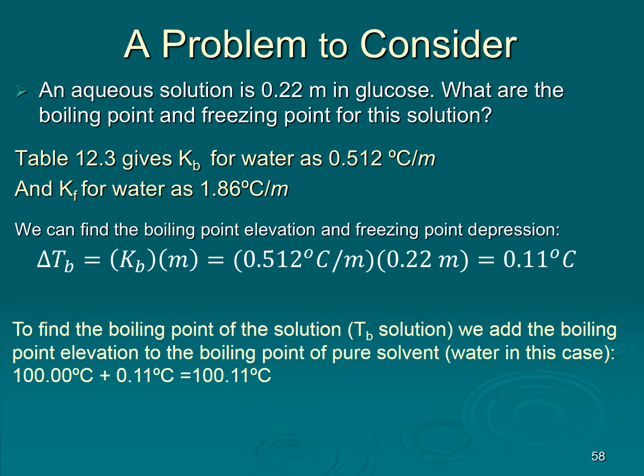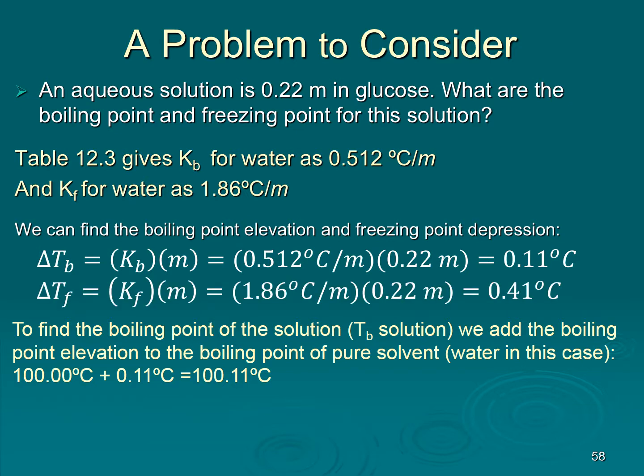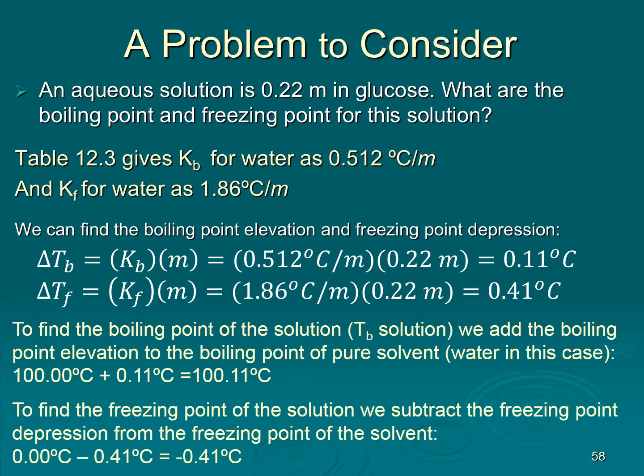We can do the same thing for the freezing point. So delta TF equals KF times the molality, which is 1.86 times 0.22, which gives me 0.41 degrees Celsius. Again, this is not the freezing point, but this is the freezing point depression. And so to find the freezing point, we have to subtract the freezing point depression from the actual freezing point of the pure solvent, which, since it's water, is 0 degrees Celsius, minus 0.41, so it's negative 0.41 degrees Celsius.